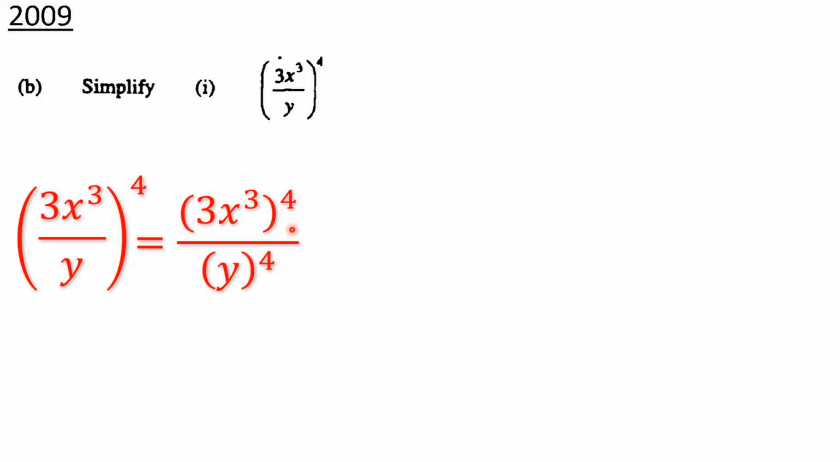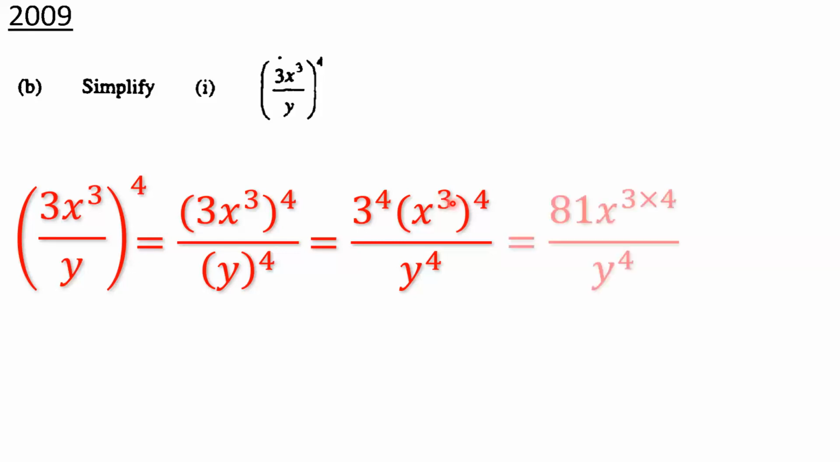What we're going to do is take the 4 and put it on top of 3, and we're going to take 4 and use it for x to the third power. So we say 3 to the fourth power and x to the third power all raised to the power of 4. For x to the third power, we're going to multiply the exponents by each other. So 3 times 4 is definitely going to be 12. So we have 81x to the 12, because 3 times 4 is 12, all over y to the fourth power. Okay, let's move on to the next question.